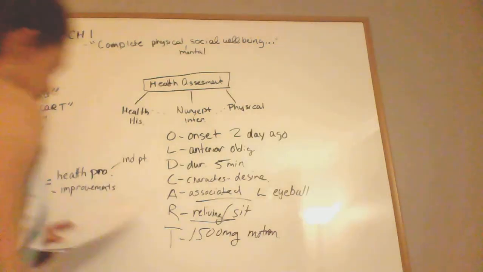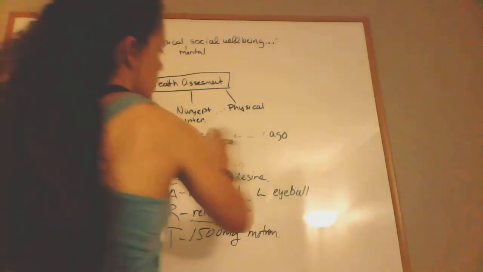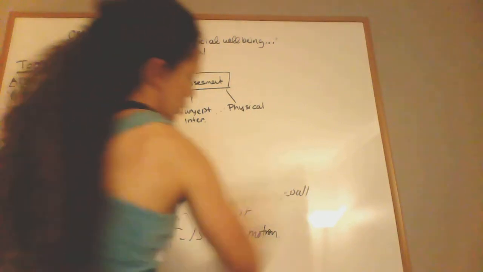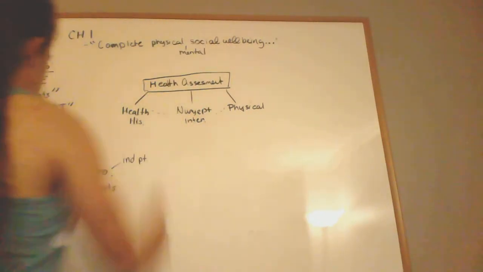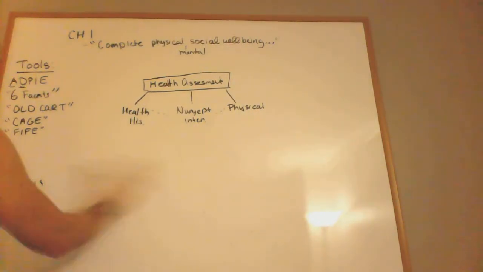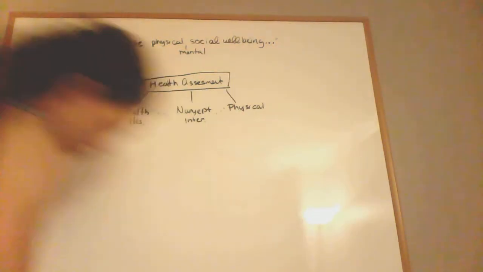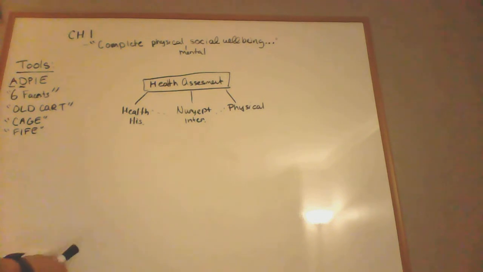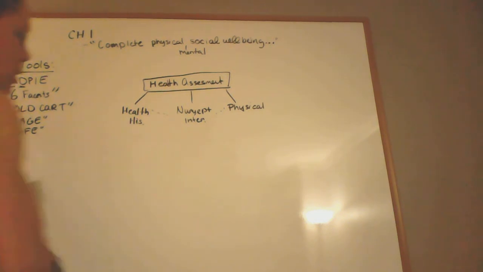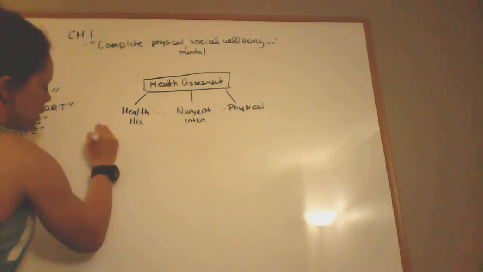The other parts that we need to look at for chapter 1. Let's get rid of OLD CART now. Chapter 1 is just your introduction, so the other things we'll hit on more as we go through, but Healthy People is our other big thing.